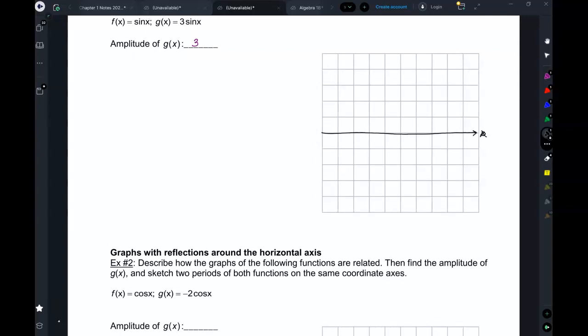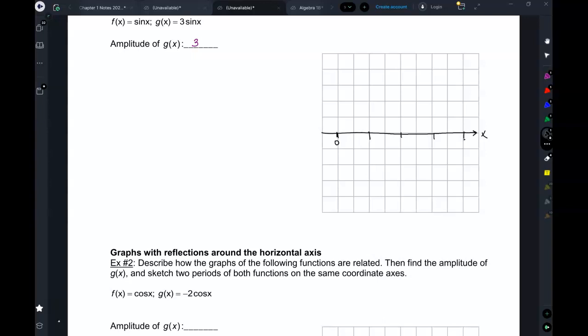Okay? This is the x-axis. That's where your angles are going to go. So here, we're going to start at 0 radian. And then I'm going to go 4 units over. Now, it's up to you whether you want to skip spaces or not. I am, just because I want to spread it out a little.